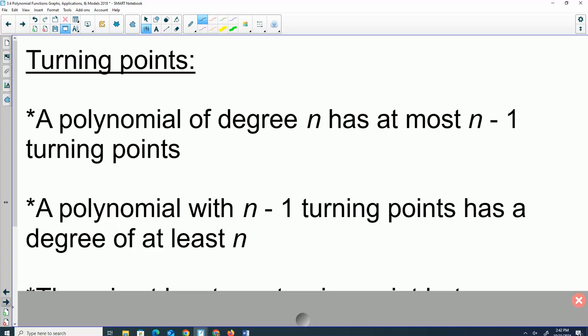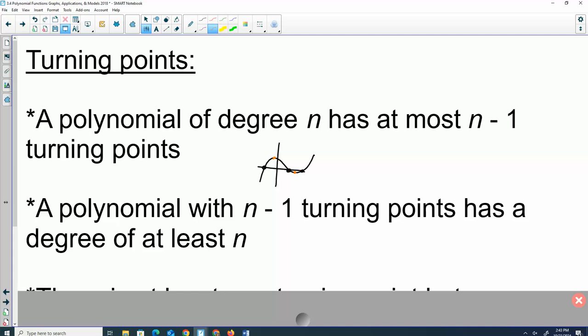Okay, what do you think I mean by a turning point? Changes direction, okay? So if I said a degree 3, it would be possible to have a degree 3 like this. It hits the x-axis 3 times. It has 3 zeros, so degree of 3. How many times did this change direction? Twice. So for your degree, you can have at most 1 less than that for your turning points.